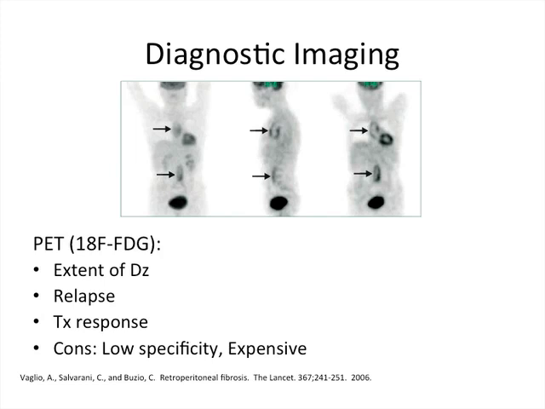PET scanning has also been used more to evaluate the extent of disease and assess for relapse. It's also been used to assess for treatment response, but the downside is that it has low specificity and is quite expensive. This diagram demonstrates the finding of RPF at the level we would expect, and also mediastinal fibrosis at the arrow on top there.